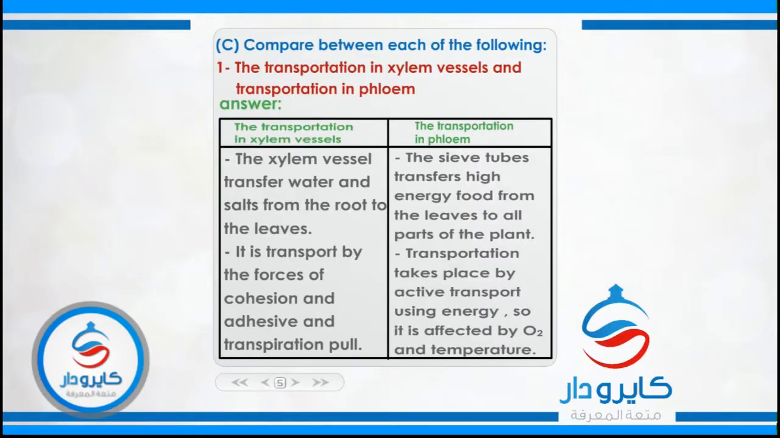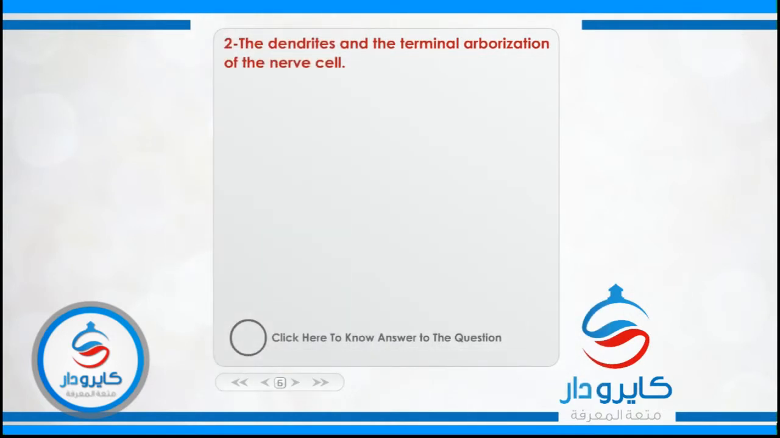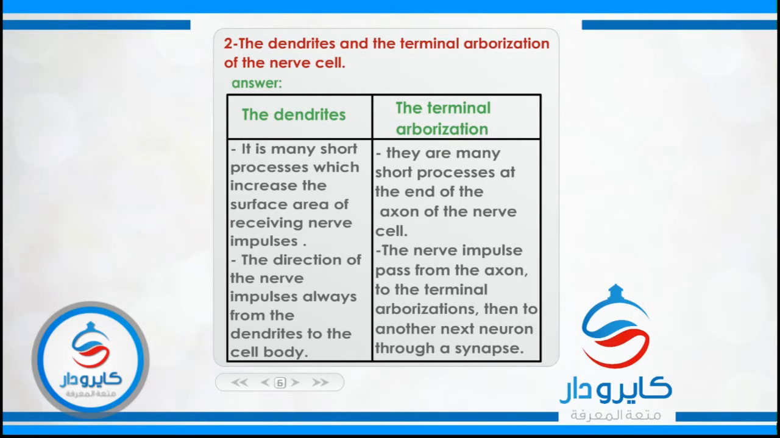The next question: compare between the dendrites and the terminal arborization of the nerve cell. We understand that the dendrites act as mini short processes which increase the surface area of the neuron around the cell body, and the nerve impulse travels from the dendrites to the cell body, and from the cell body to the axon, to reach the terminal arborization. That takes place in one direction: from the dendrites, the cell body, the axon, and the terminal arborization.